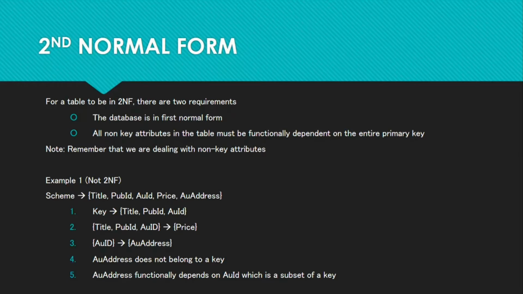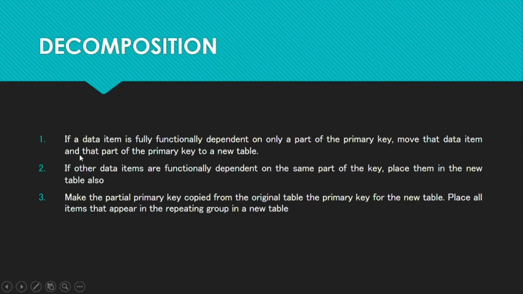This is an example of data that is not in second normal form. I will talk about that example that I have written in the Excel sheet. So decomposition of second normal form: the first point is, if a data item is fully functionally dependent on only a part of the primary key, move that data item and that part of the primary key to a new table.